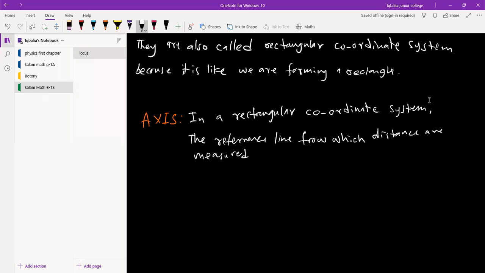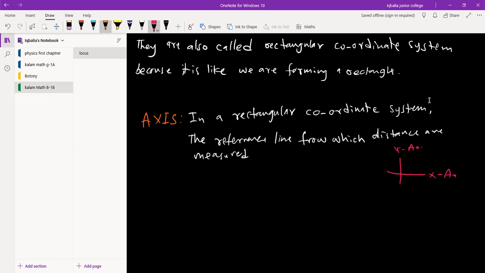So in the Cartesian coordinate system, this x-axis and this y-axis are the axes, and these are the reference lines from where we are measuring the distance. Okay, so that is correct.